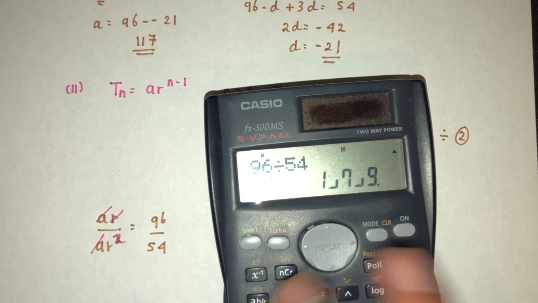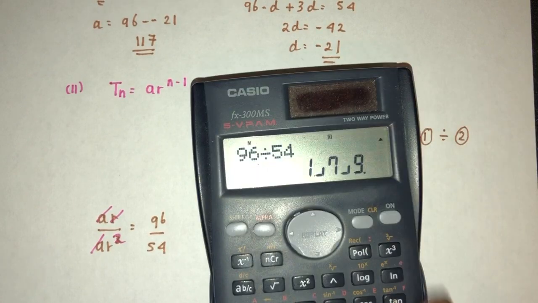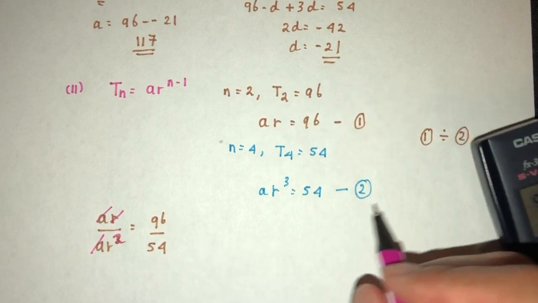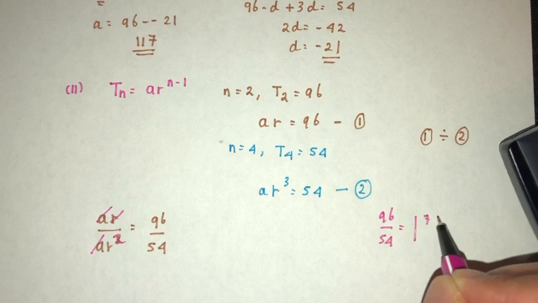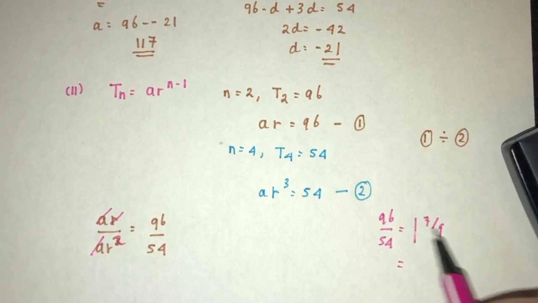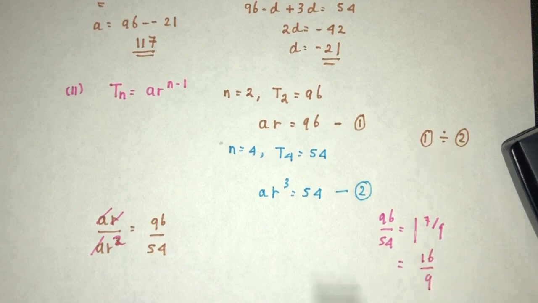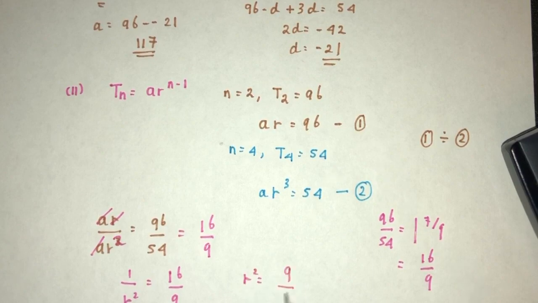Let me find, okay. That should be 96 divided by 54, which is 1 and 7 over 9, which is equal to what? 1 times 9 is 9, 9 plus 7 is 16. That is 16 over 9. So here we have 1 over r squared is equal to 16 over 9. We can cross multiply. You will have r squared has to be 9 over 16.